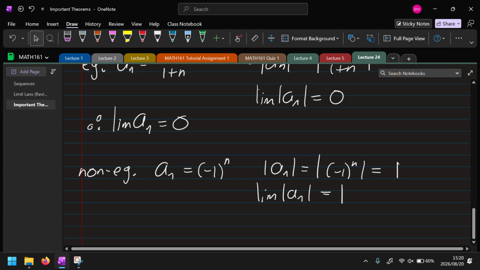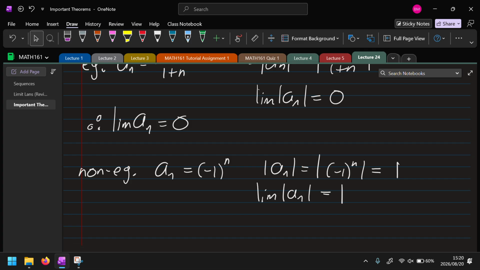What's the limit of the original sequence? Does not exist. When n is 1, it's going to be minus 1. When n is 2, it's going to be 1. Then it will be minus 1, then 1, then minus 1, then 1. It alternates forever. There's no limit value. So the original sequence diverges, but the absolute value 1 converges. So we cannot use the theorem in this case.